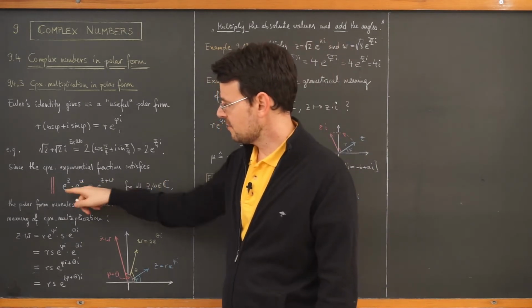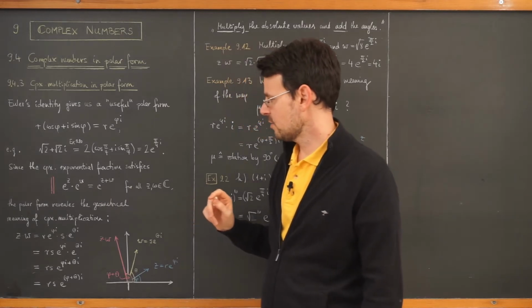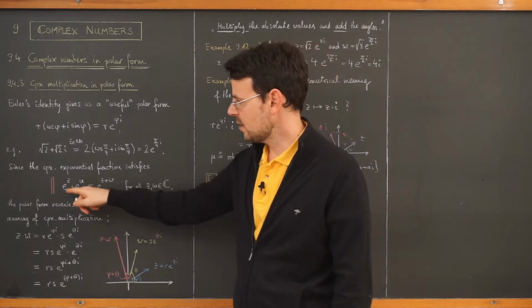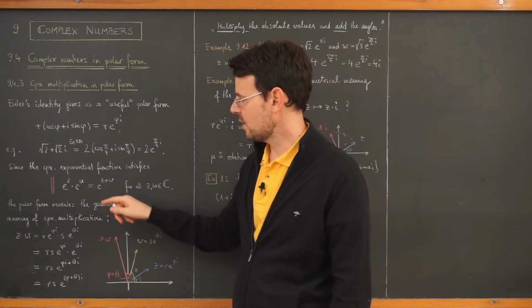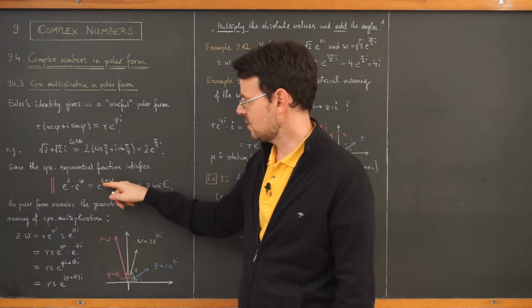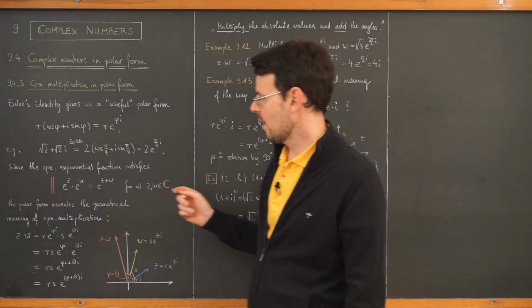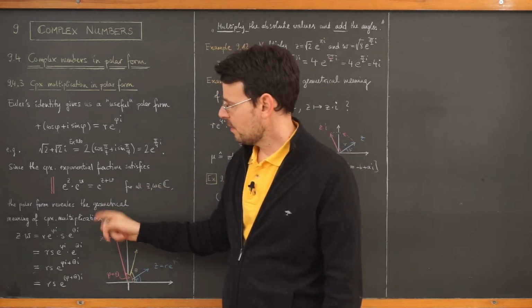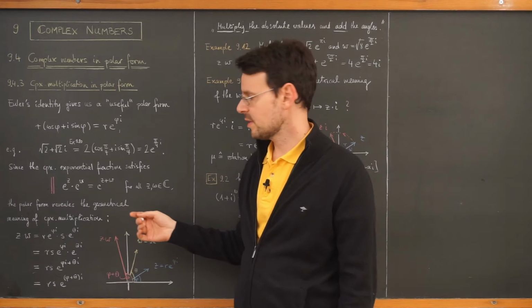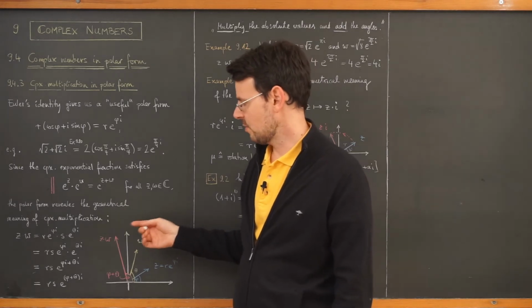Now, if we use this fact about the complex exponential function without proof, that e to the z times e to the w is the same as e to the z plus w for any complex numbers z and w, then it becomes apparent what complex multiplication really does geometrically.